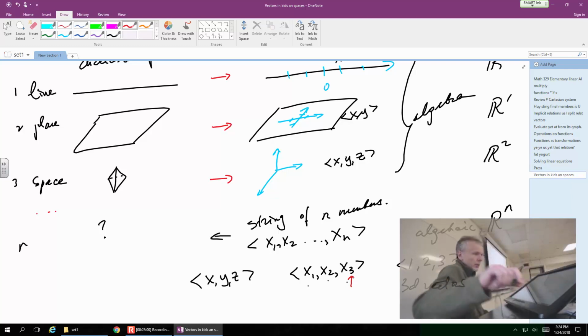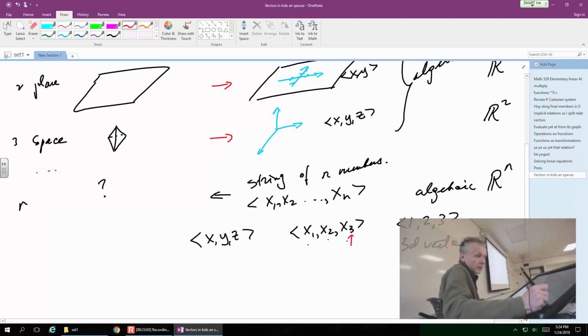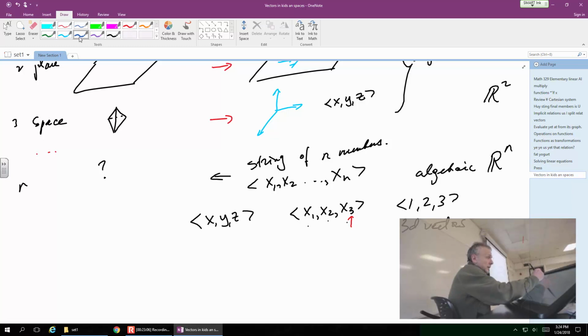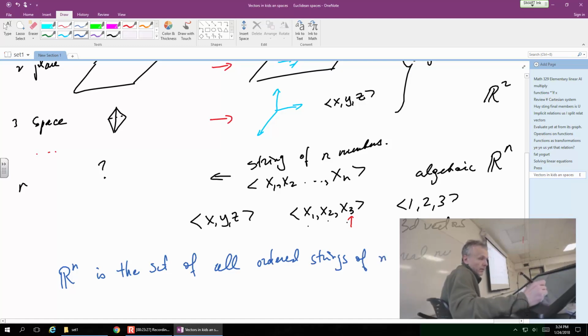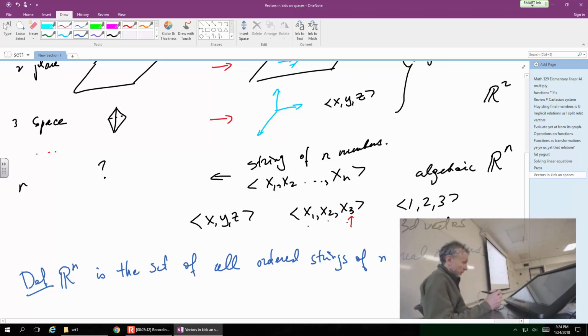Let me be specific here. So I already wrote it, but let's say Rn is the set of all ordered strings of n real numbers. Of course, if it is a string, there is a presumption that there's an order of it. So it's not a bag of numbers, it is a string of numbers put in a particular order.